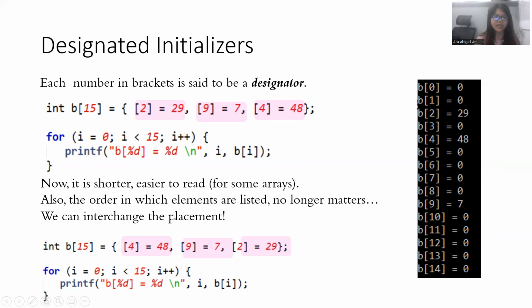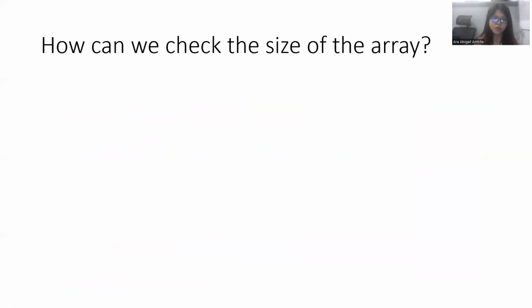Okay, so now it is shorter and easier to read for some arrays. And also, the order in which the elements are listed no longer matters. So we can interchange the placement. So for example, here, first we have initialized 48 to position 4. Now, we initialized position 9 before position 2. So you can interchange their positions and yet we can correctly specify their values and it will still work as we intend it to. So that's it.